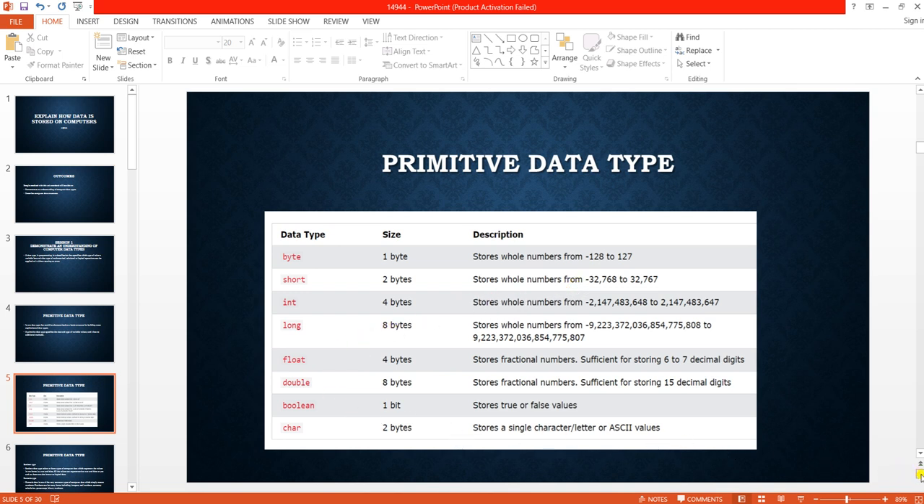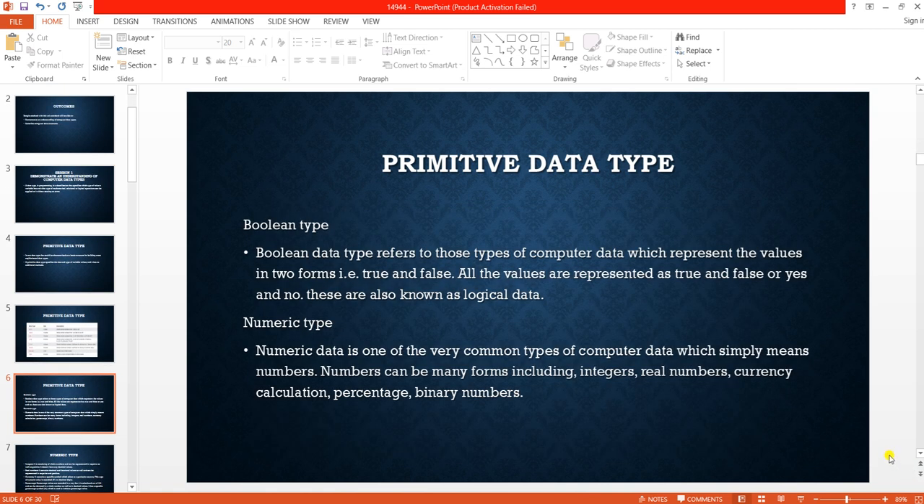Also on to slide 6, we've got the Boolean type of the primitive data type. These refer to the type which represents values in two forms. It's either true or false, yes or no, or zeros and ones, and these are also known as logical data. And also we've got the numeric type, which simply means numbers. Numbers can be in many forms, including integers, real numbers, currency, calculation, percentage, and binary numbers.